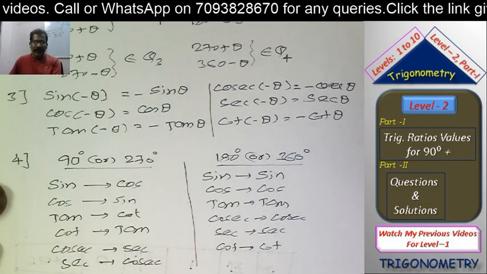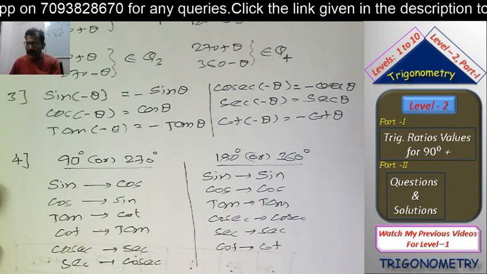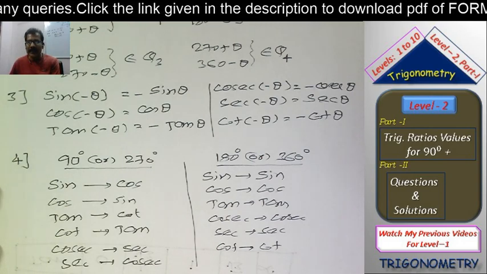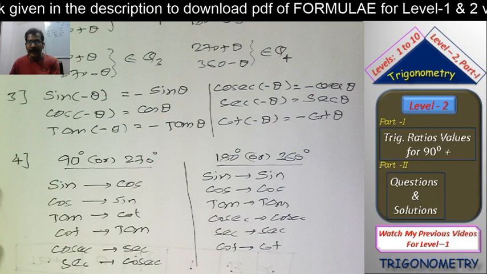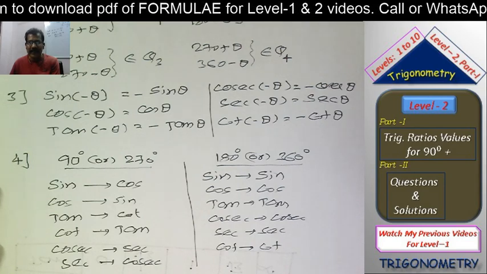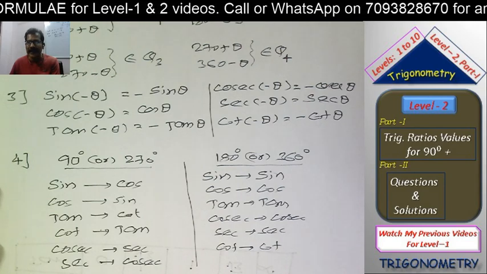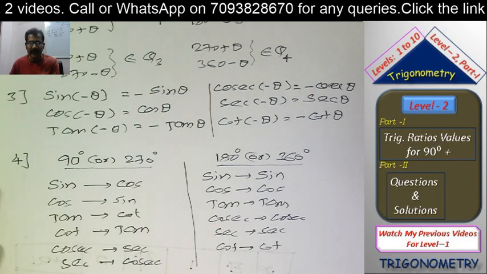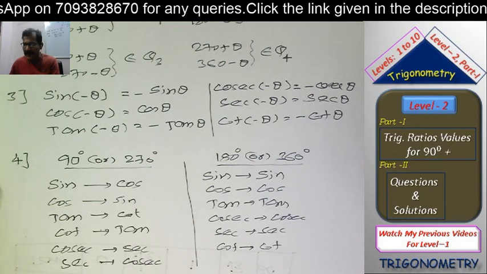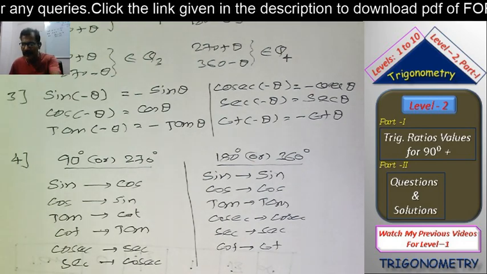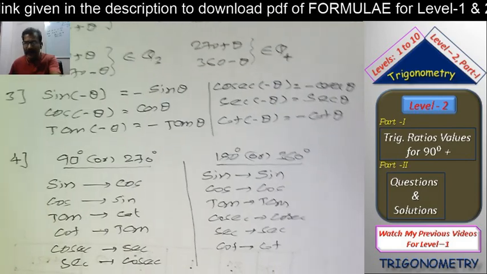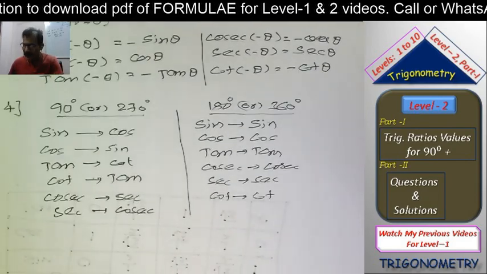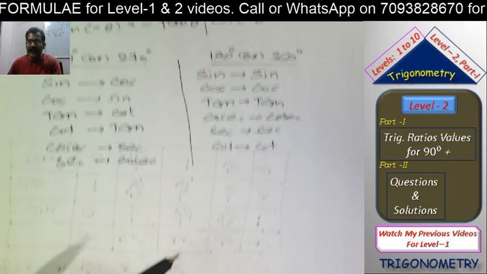Here we learned 4 important points. All these 4 points are very important in finding the trigonometric ratio values whenever the angle value is above 90. So let me take a few examples and show how we apply all these 4 points in evaluating the trigonometric ratio values for angle values above 90.